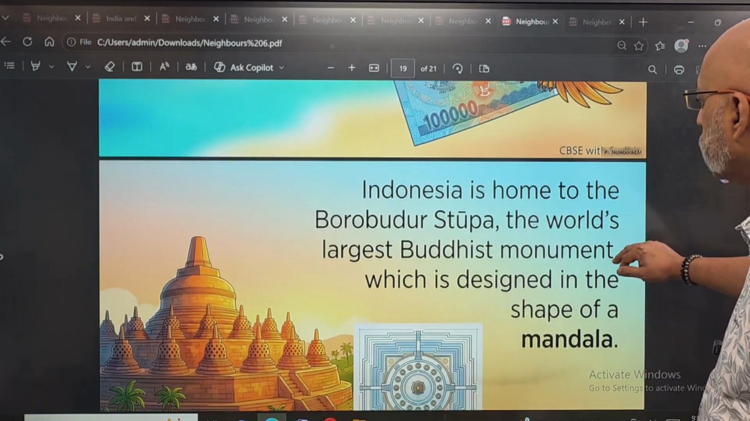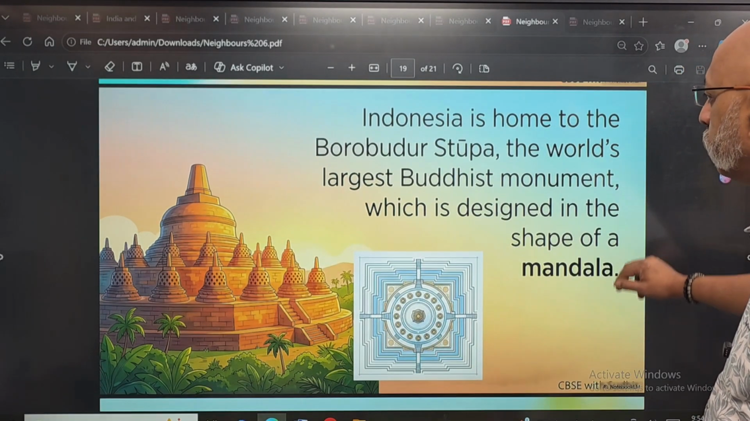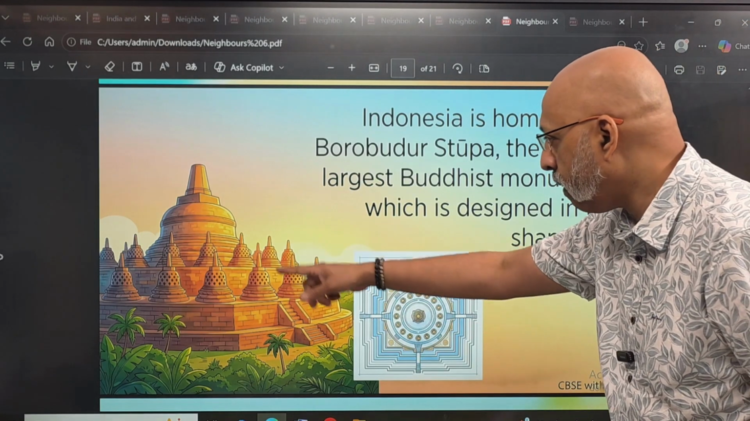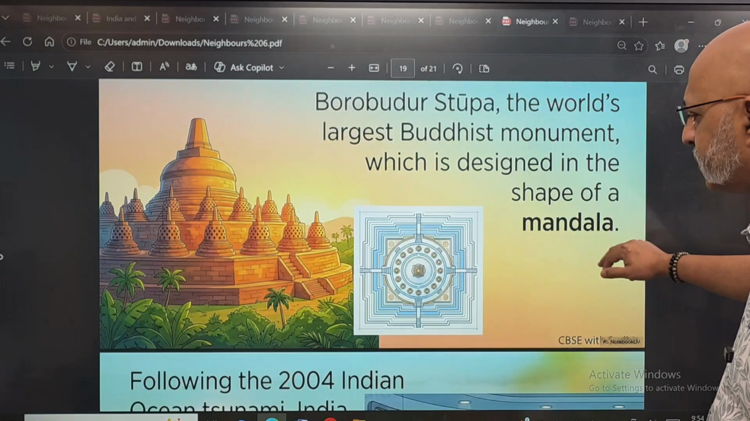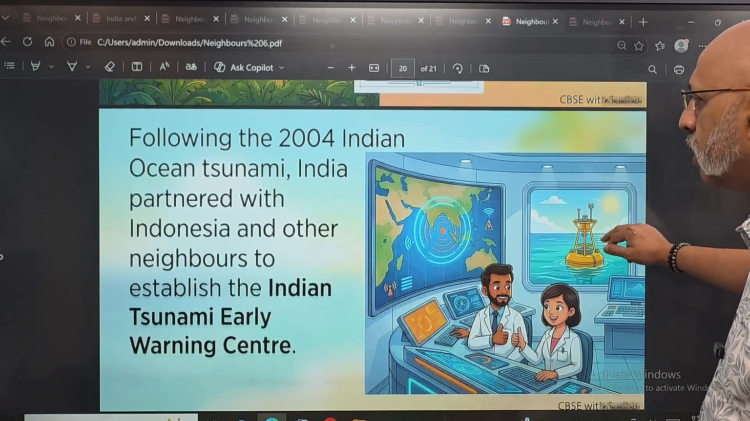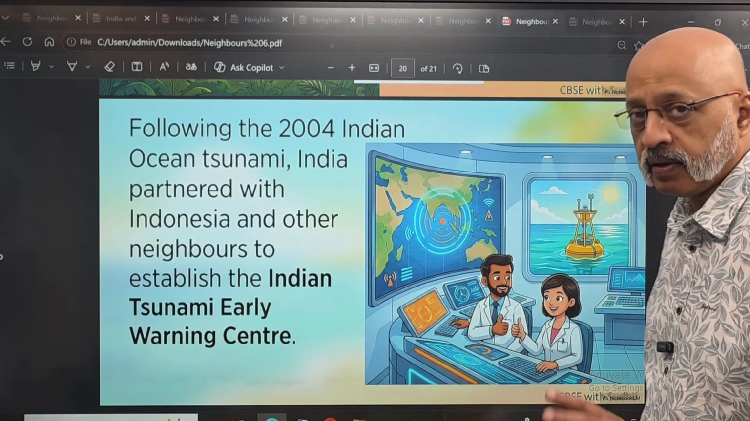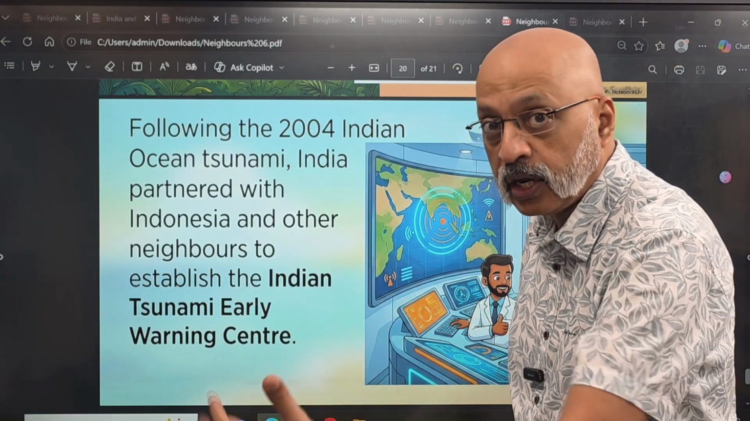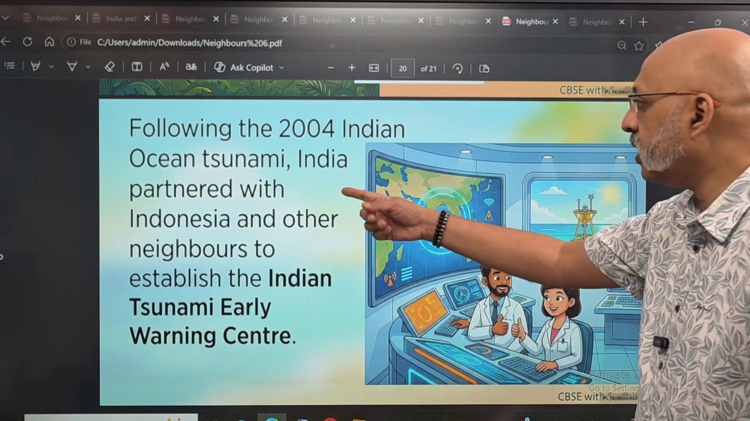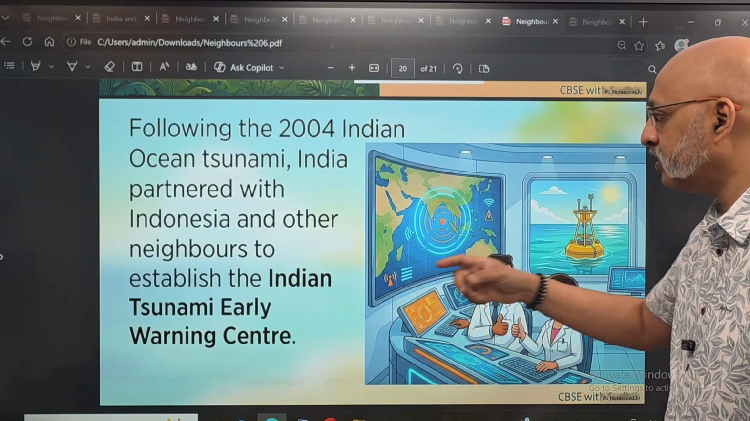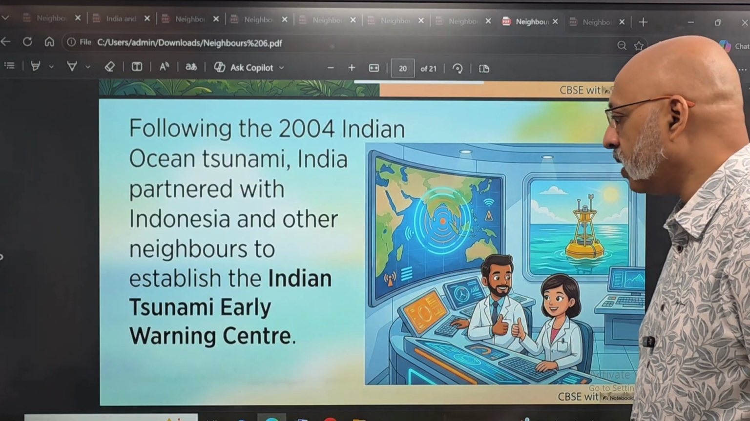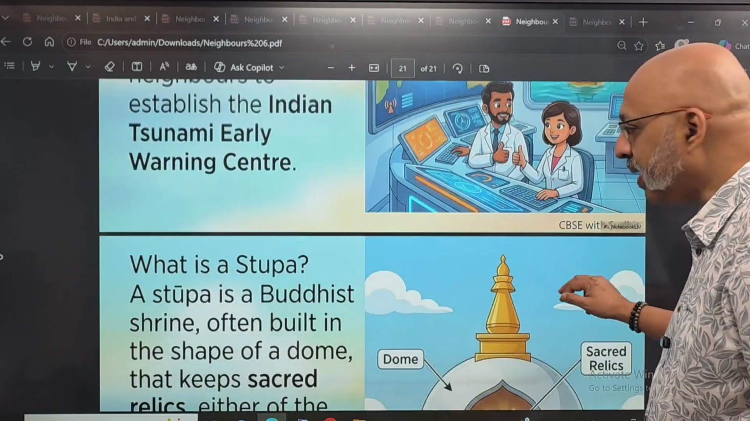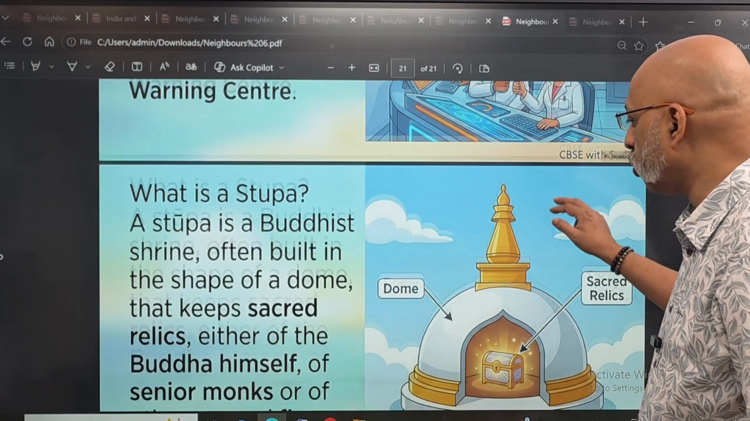Indonesia. Indonesia is home to the Borobudur Stupa, the world's largest Buddhist monument, which is designed in the shape of a mandala, right? Now, I'll tell you what a stupa is. Following the 2004 Indian Ocean tsunami, which happened on December 26, as I told you, and actually started in the Indian Ocean near Indonesia, India partnered with Indonesia and other countries to establish the Indian Tsunami Early Warning Center. So the next time it happens, people will be able to take necessary steps well in advance.